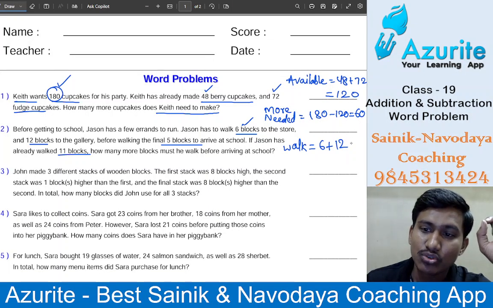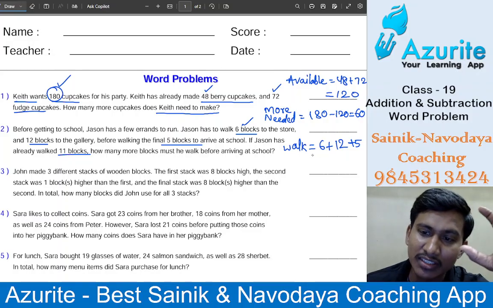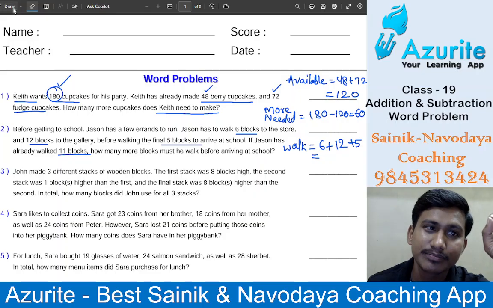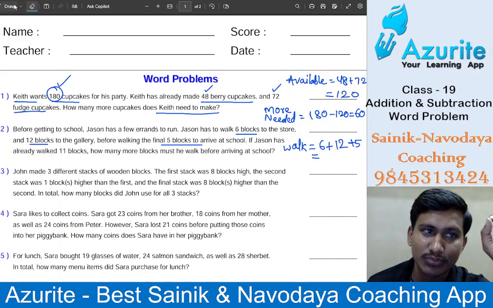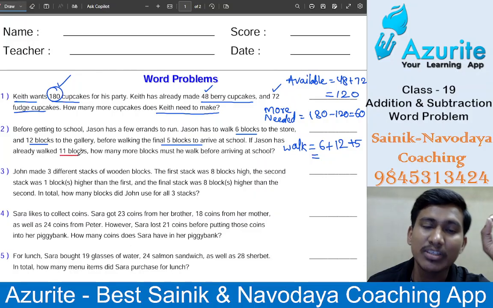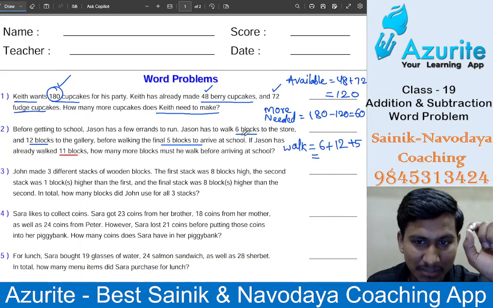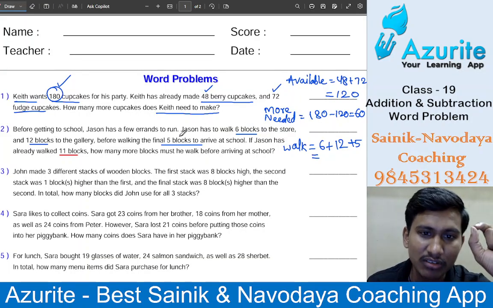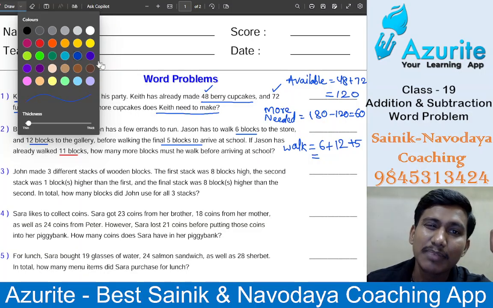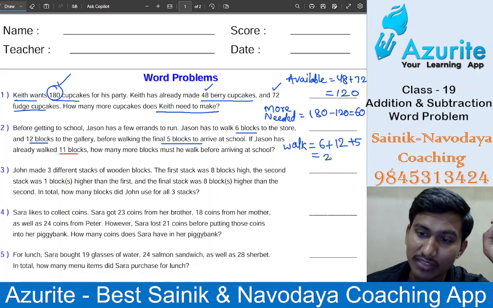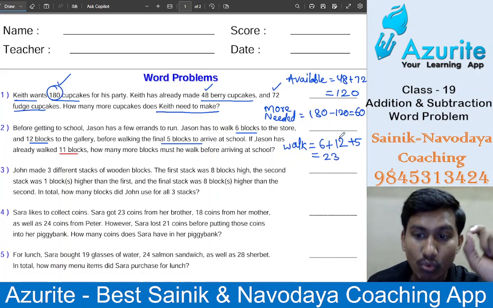So here it is how much? 5 blocks. So in total how much does he have to walk? That is 6 blocks here, 12 blocks here, and 5 blocks here. Okay. Understood? So that is the walking he has to do. So how much has he done? The total is this 6 blocks in blue color, 6 blocks, 12 blocks, 5 blocks. So the total will be 18 plus 5, 23 blocks. So he has to walk 23 blocks.